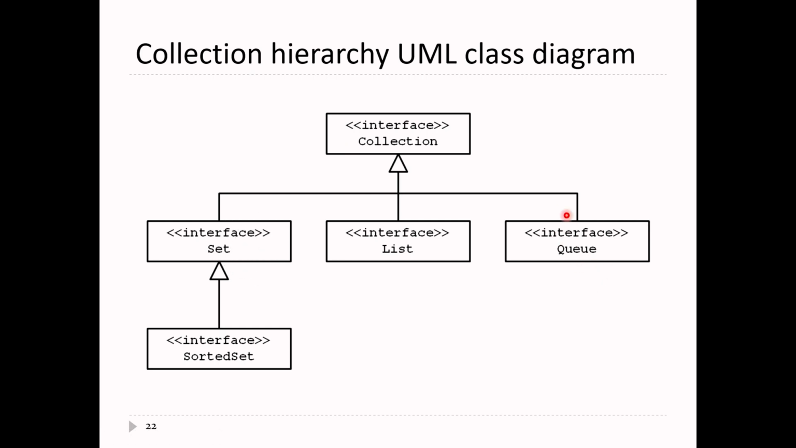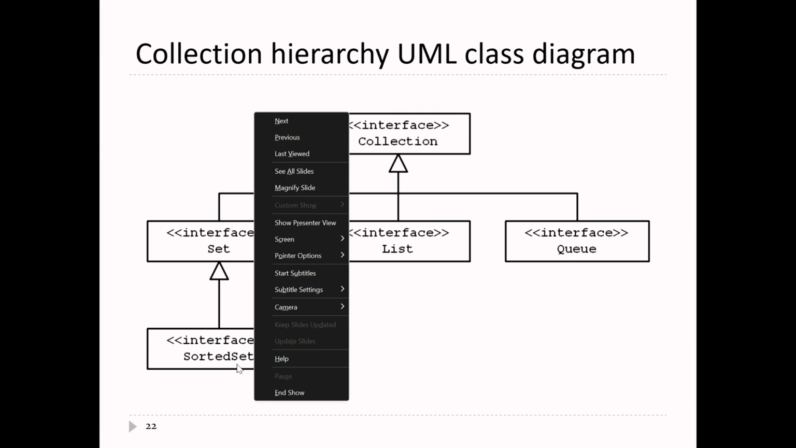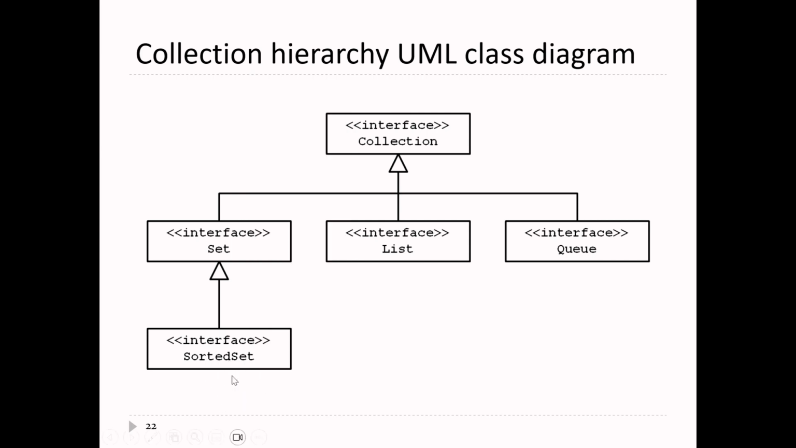They probably told you about queues in your data structures class. There's also a queue interface. All queues are collections. Every method that's in collection is also in queue, and queue can provide extra methods if it wants. Notice that there's a sorted set interface as well. A sorted set is a set, which means it's also a collection. Every method that's in set is in sorted set. Sorted set adds a bunch of methods that are specific to sorting a set.